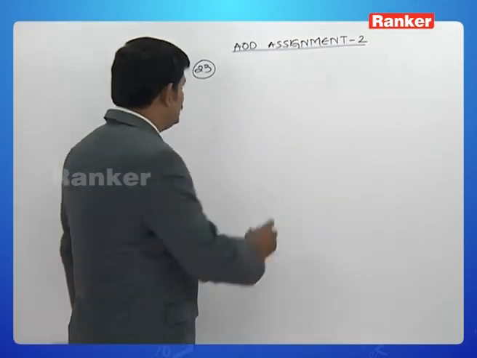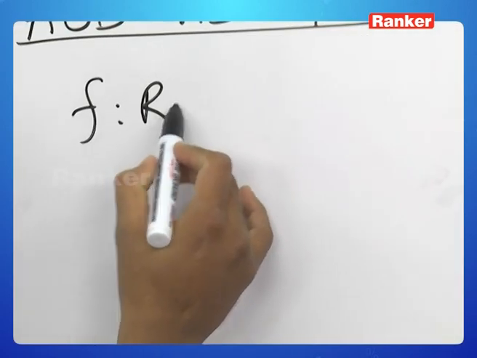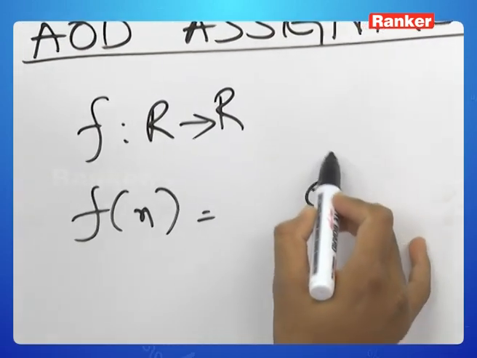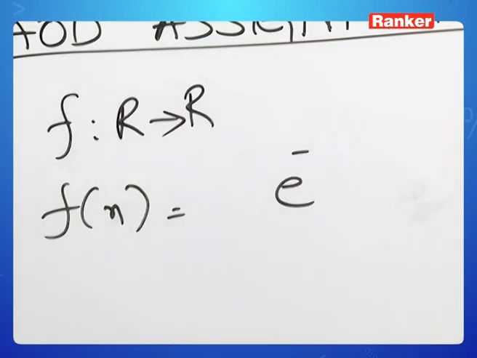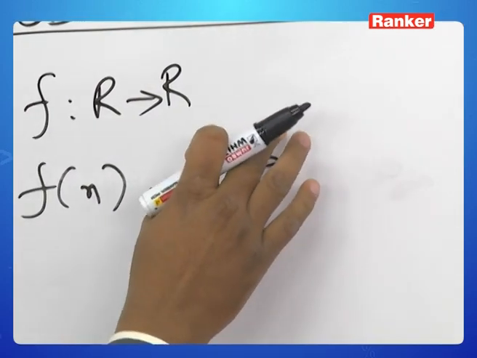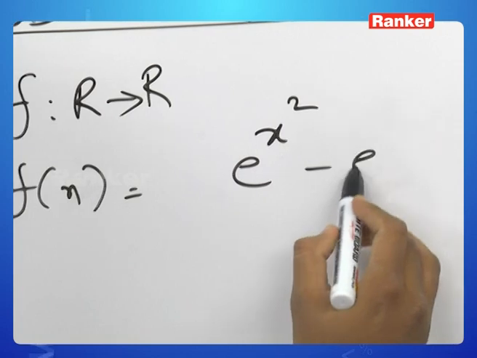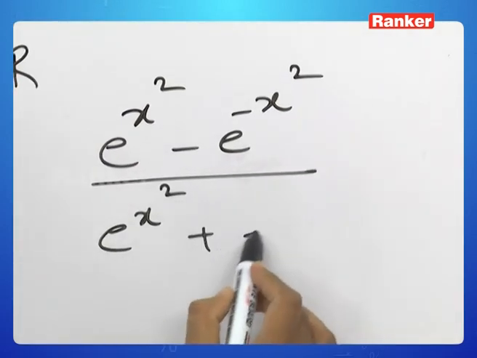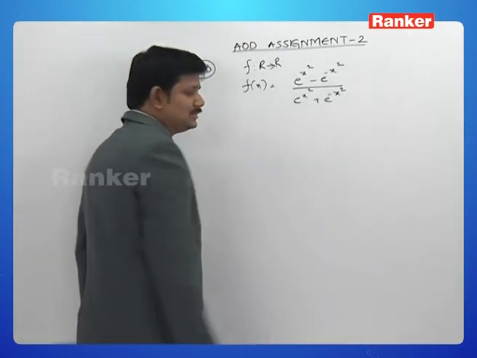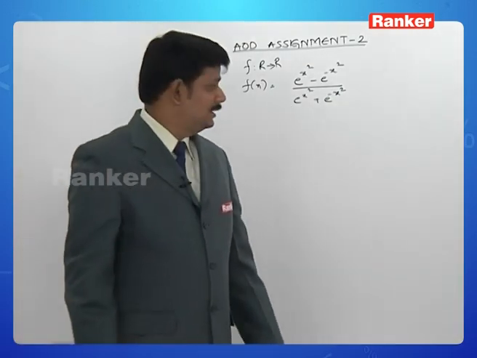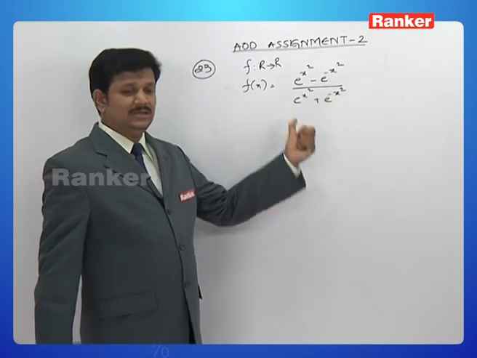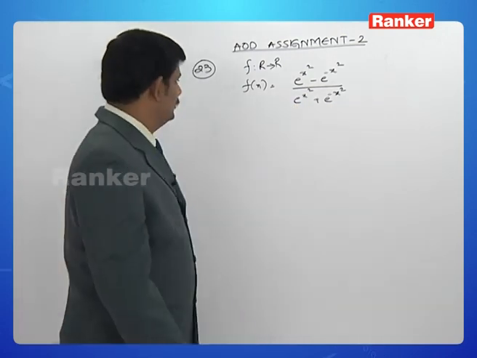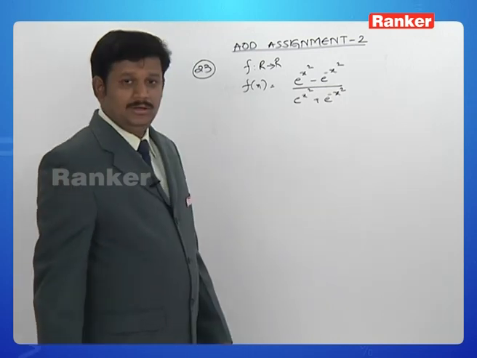For the given function f maps R to R, f of x given by e power x square minus e power minus x square divided by e power x square plus e power minus x square, we have to check whether the function is strictly increasing or decreasing or onto or neither of these. So let us see.